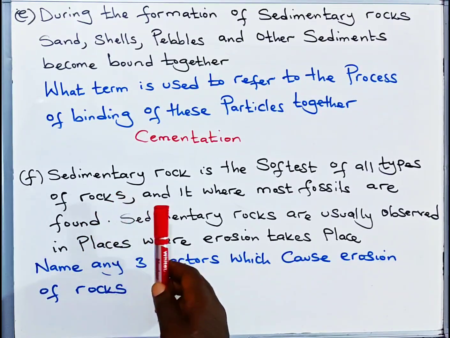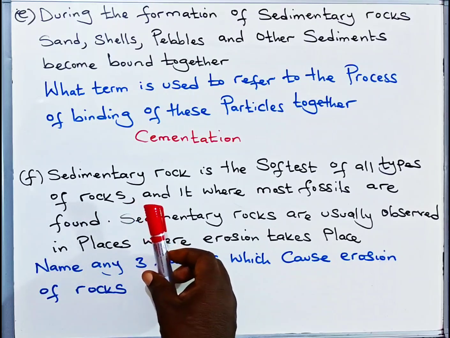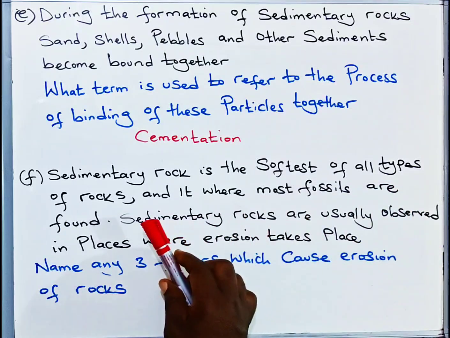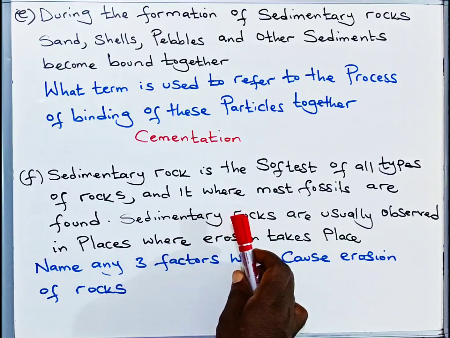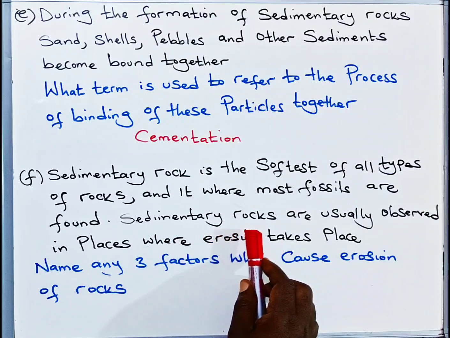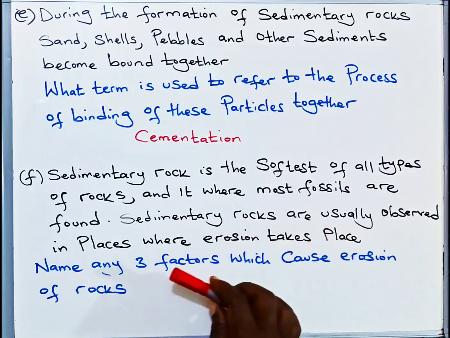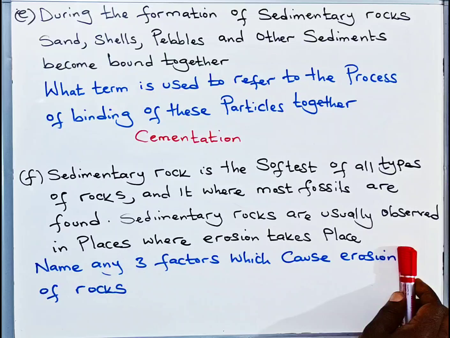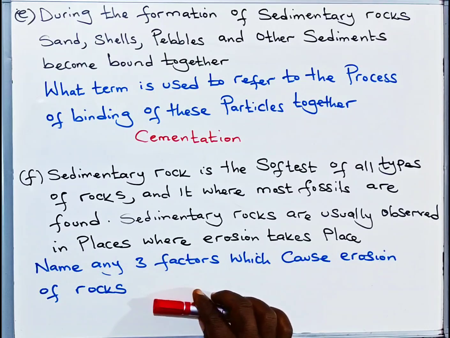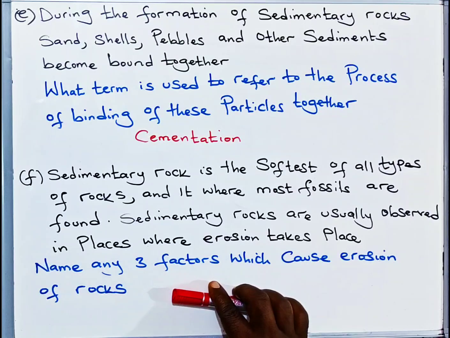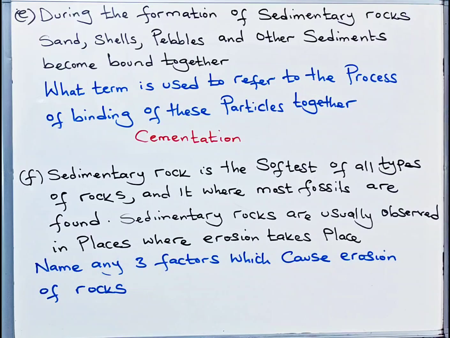Then this case comes. It says that sedimentary rock is the softest of all types of rocks, and it's where most fossils are found. Sedimentary rock is usually observed in places where erosion takes place. And then the question says, name any 3 factors which cause erosion of rocks. What are these factors?